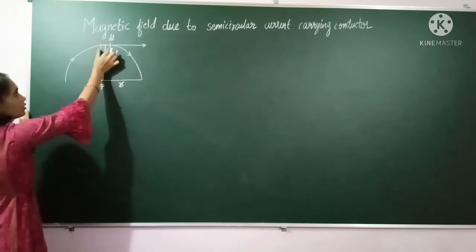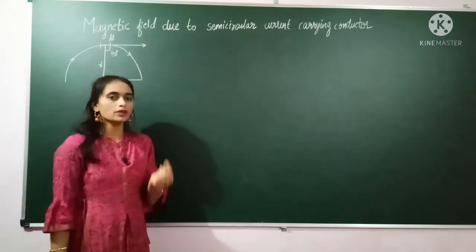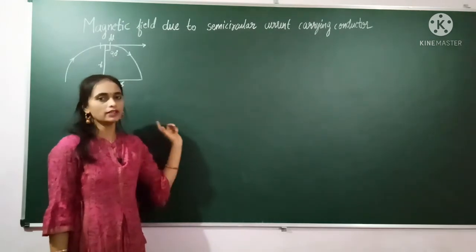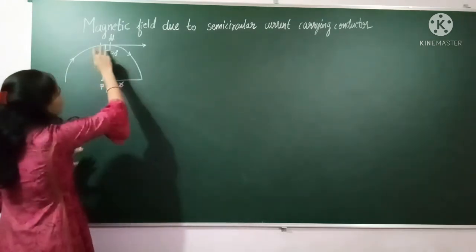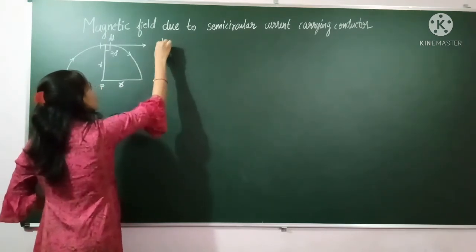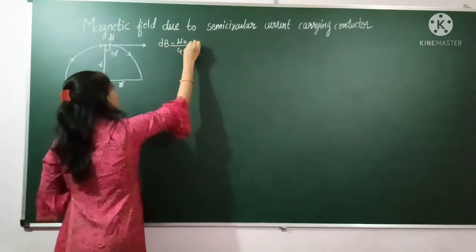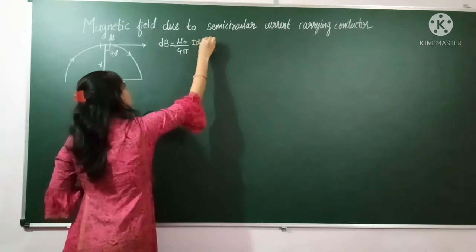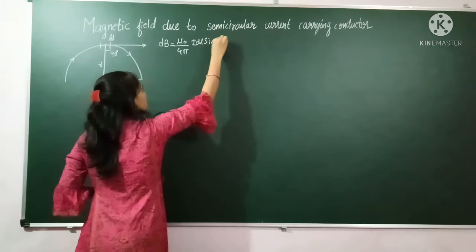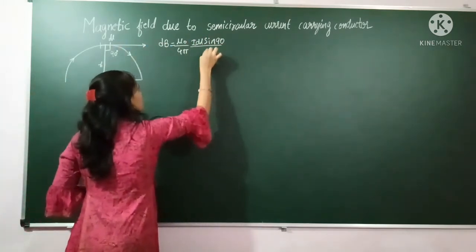We have taken this small current element to apply the Biot-Savart law, because the Biot-Savart law is applicable only for a small current element, not for a complete wire. Now we apply the Biot-Savart law. According to it, dB is equal to mu naught divided by 4 pi, I dl sin theta divided by r square. Theta is the angle between the current element and the distance vector r, which is 90 degrees.